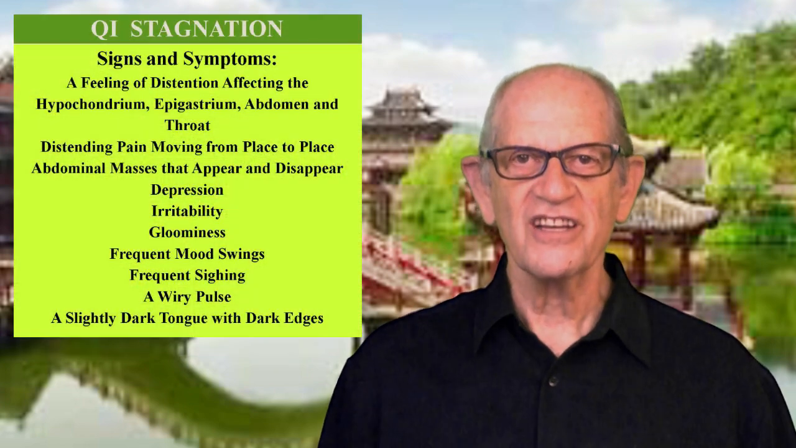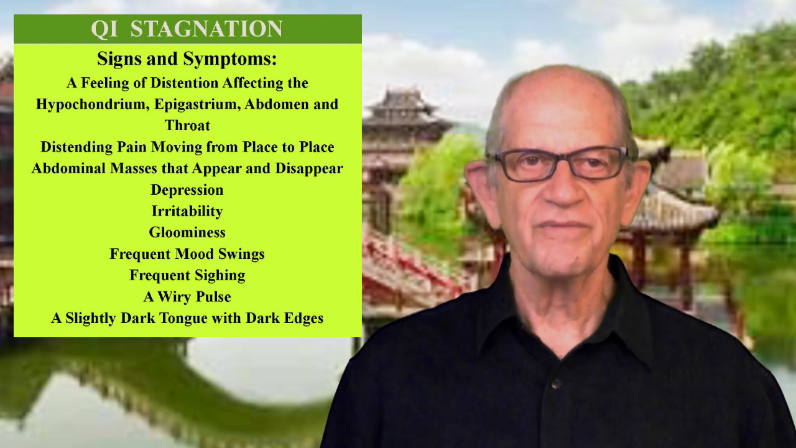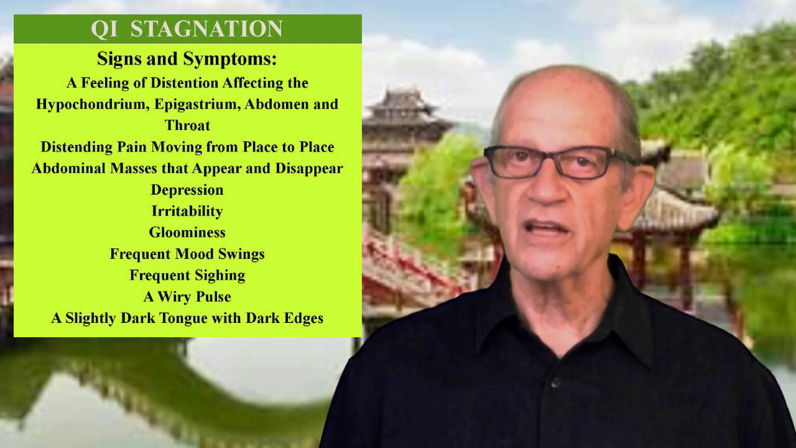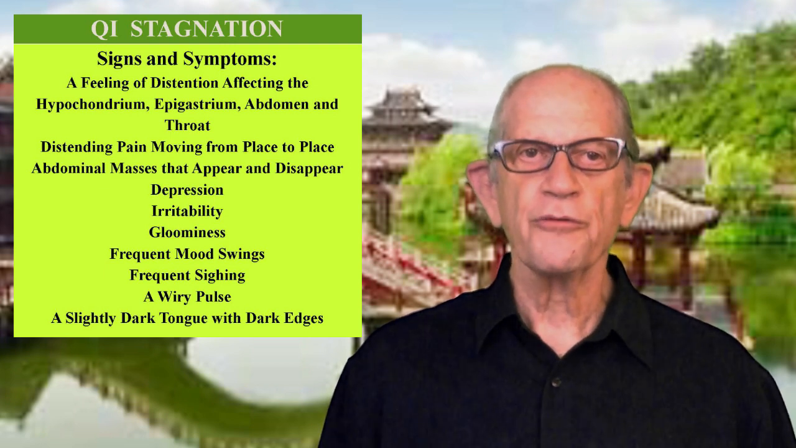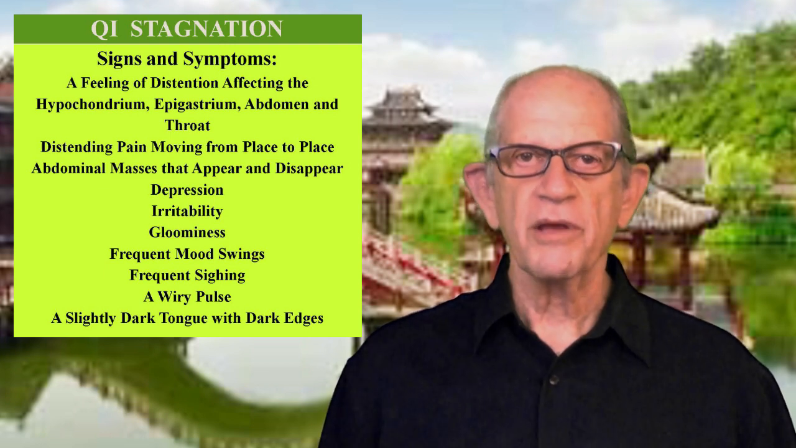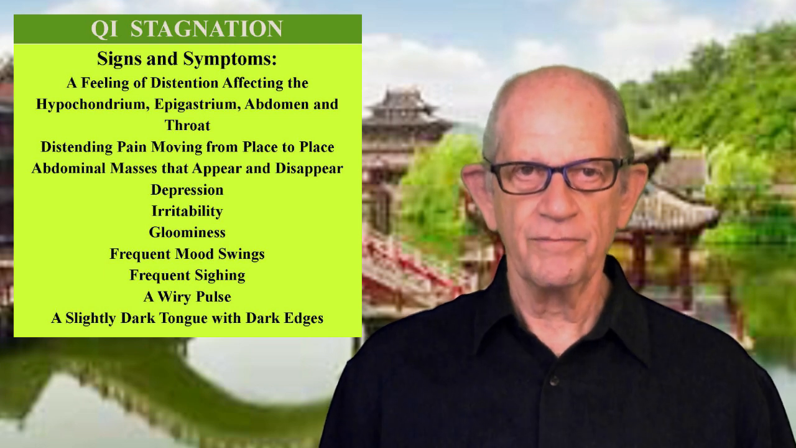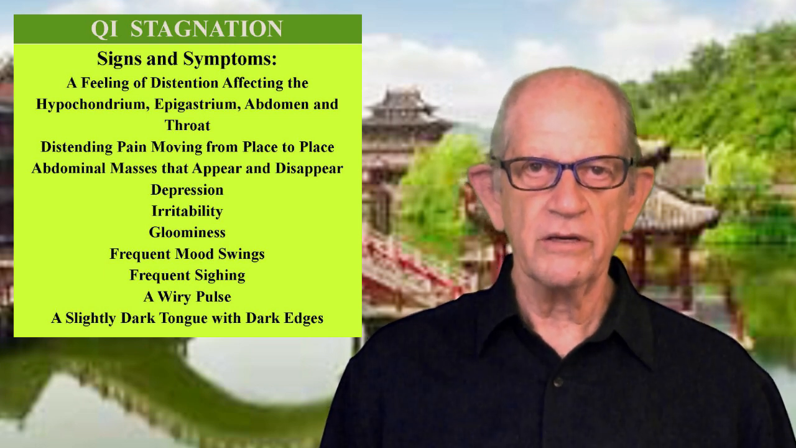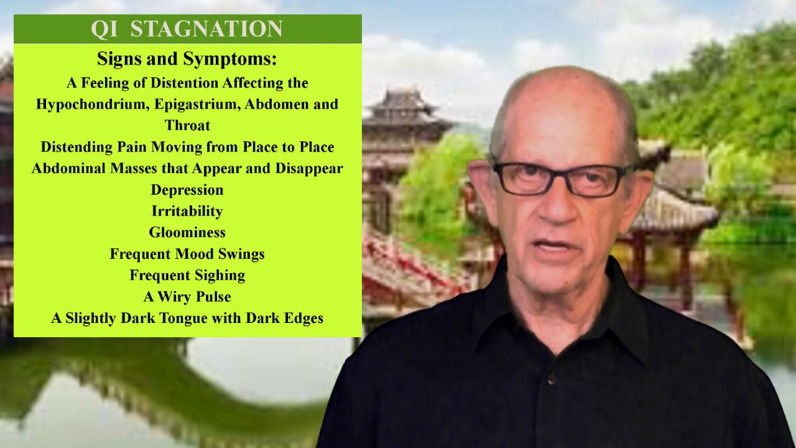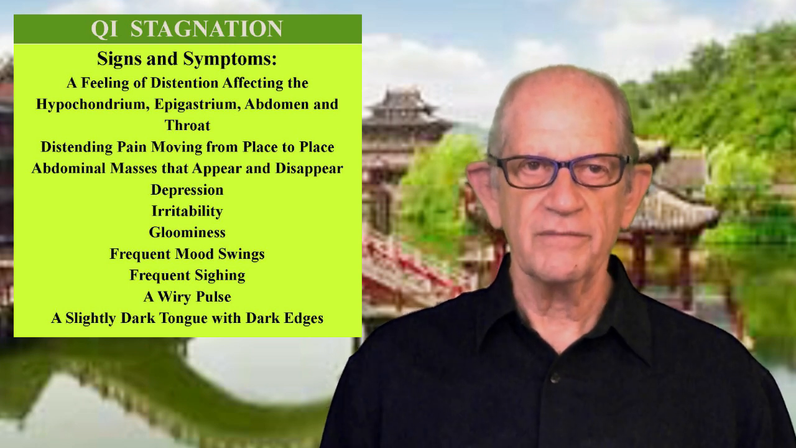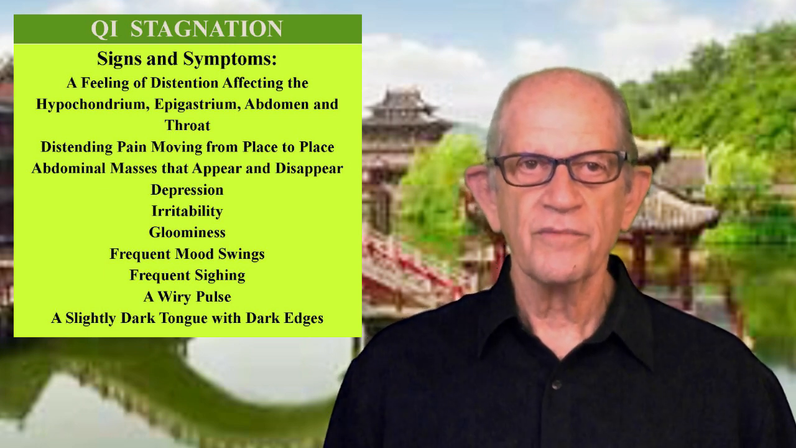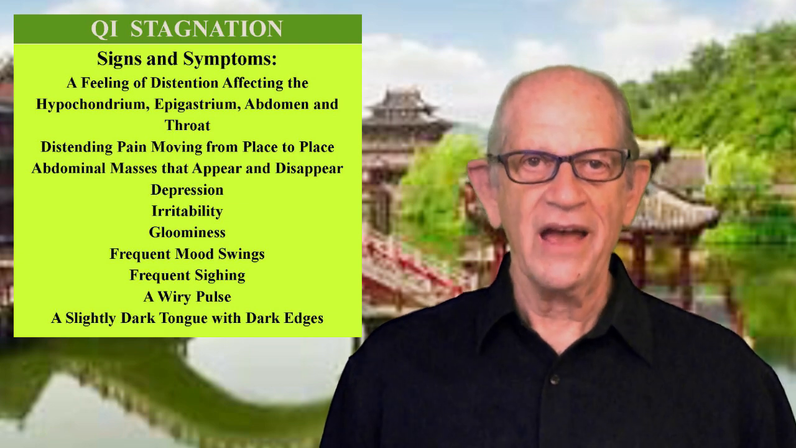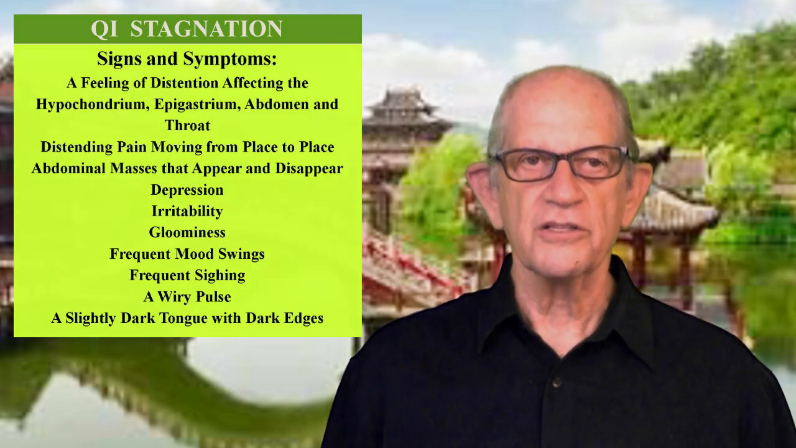Qi stagnation signs and symptoms are as follows. Feeling of distension affecting the hypochondrium, the epigastrium, the abdomen, and/or the throat. Distending pain that moves from place to place. Abdominal masses that appear and disappear. Depression, irritability, gloominess, frequent mood swings, frequent sighing, a wiry pulse, and a slightly dark tongue with dark edges.